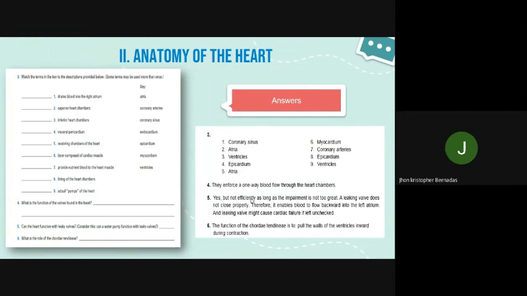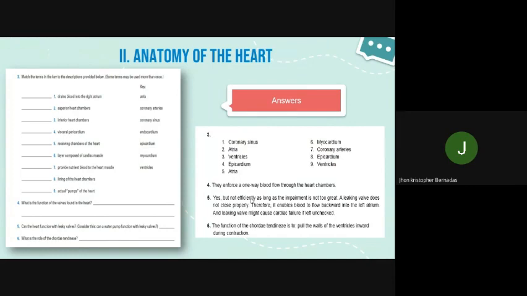Number 7, provide nutrient blood to the heart muscle. The answer is coronary arteries. Number 8, lining of the heart chambers, endocardium. Number 9, actual pumps of the heart, we have ventricles. Now, what is the function of the valves found in the heart? And our answer is they enforce a one-way blood flow through the heart chambers.